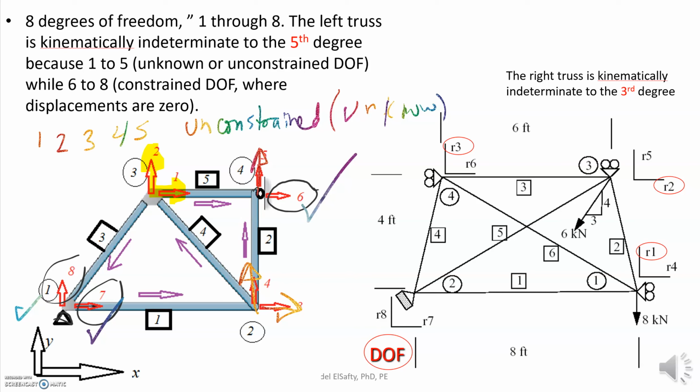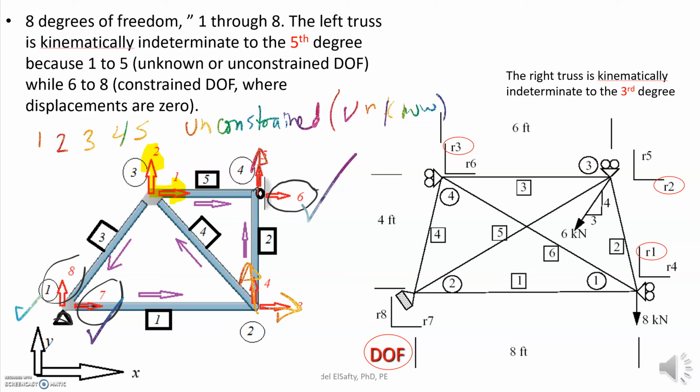All right. So that is something that we need to figure out and understand and see how many unknowns. This is indeterminate to the fifth degree since we have 5 unknowns right here. However, for the example to the right, you have only 3 unknowns. The rest are all constraints, and we know that they are 0. So I hope that helps a little bit in order for us to understand what I mean by degrees of freedom. If that is the case, then we can proceed.